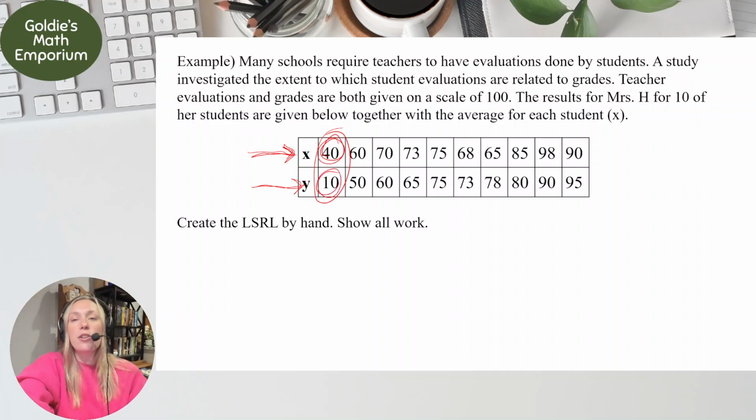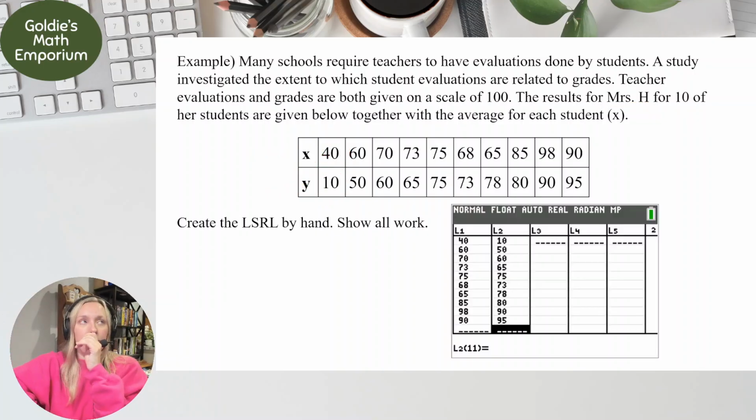So this is the result for Mrs. H for 10 students, okay? So create the LSRL by hand and show all work. So we're going to make our least squares regression line here.